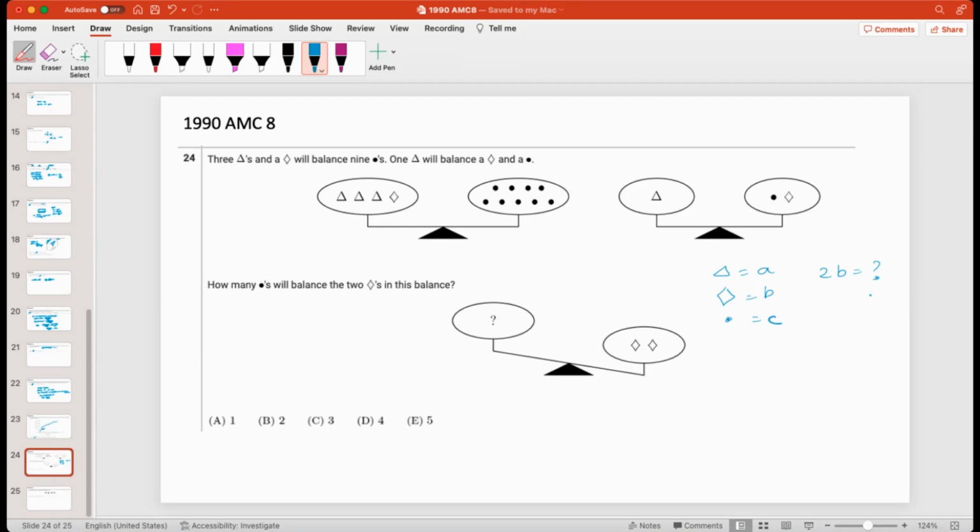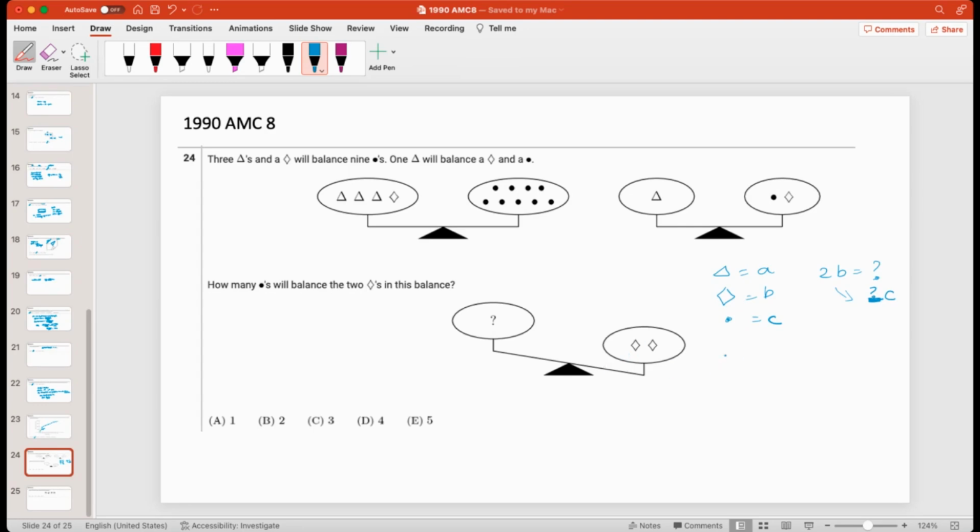2B is equal to dash C, right? How many C? We have to calculate B in terms of C. That is what we need. This is a dash, okay, not a minus. Or we'll put a question mark here. How many C? That is what we need.